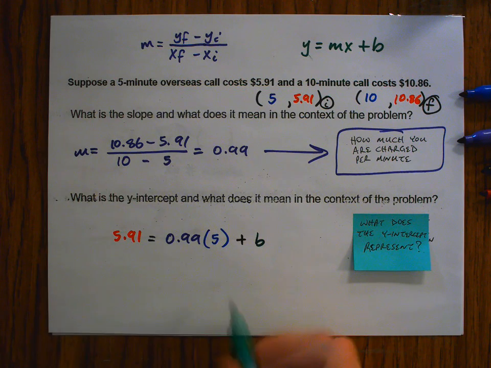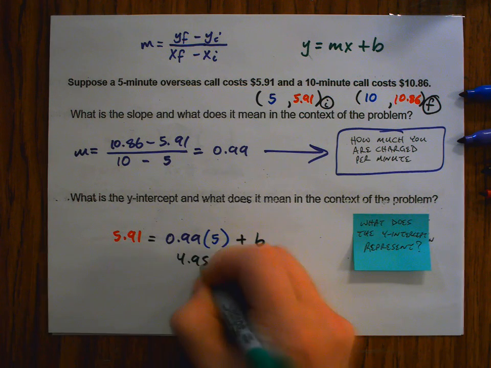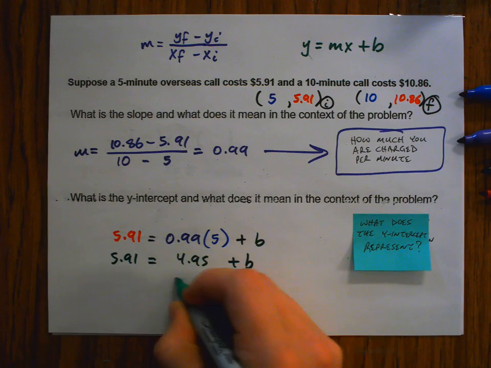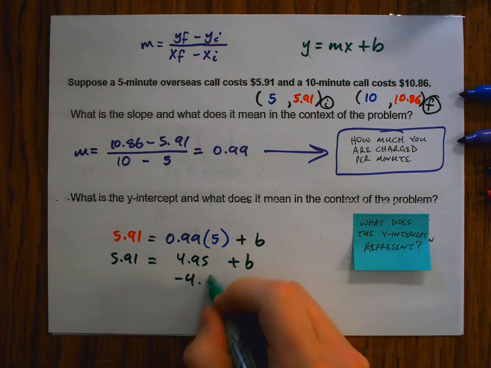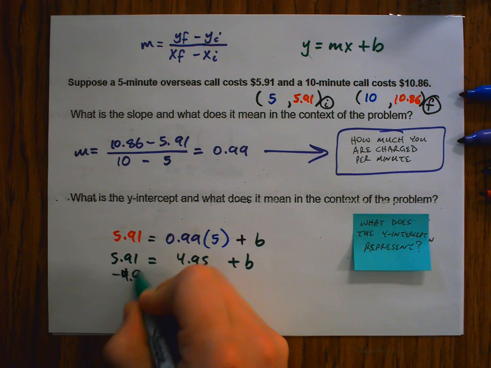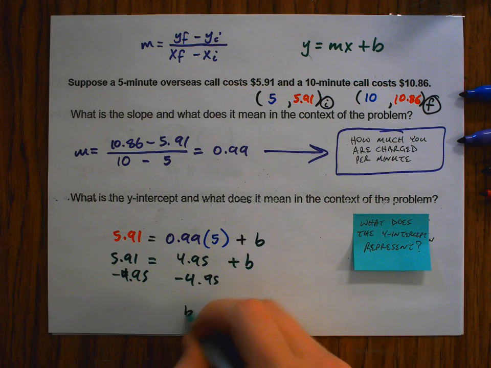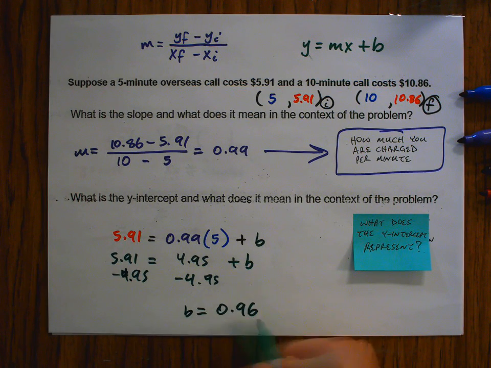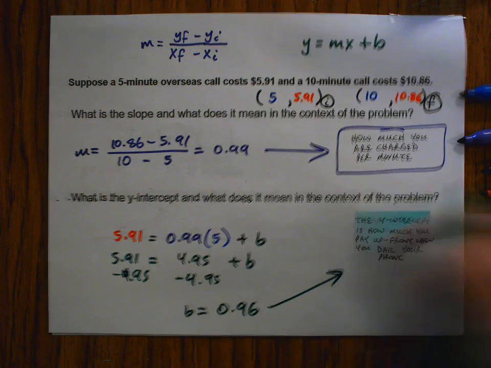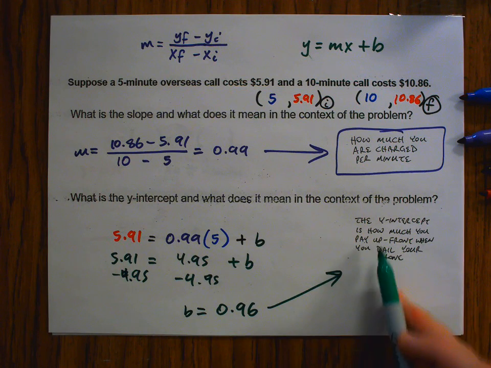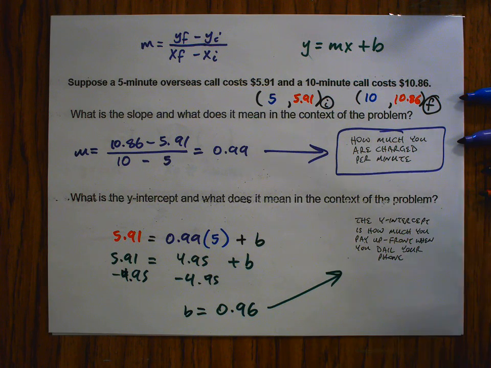5 is going to be 495. Subtract 495 from both sides. Oops. 495. You're going to get b is equal to 96 cents. What does b represent? Or what does the y-intercept represent? The y-intercept is how much you pay up front when you dial your phone. Remember, always think of this in the context of this problem. What are you actually doing?